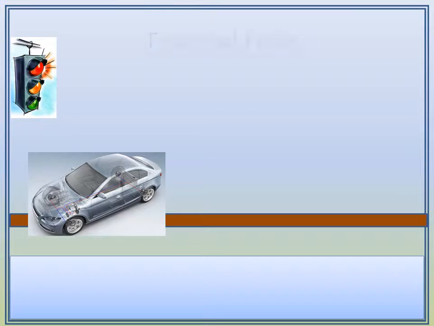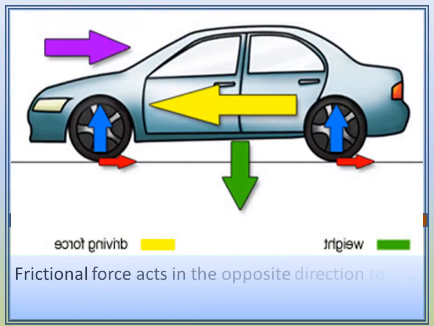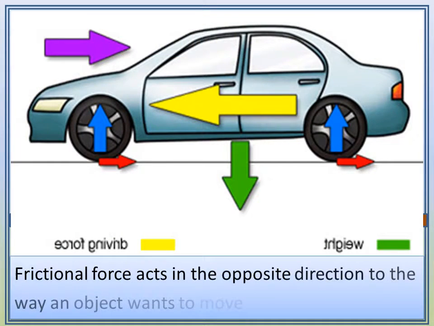Hence, we understand that frictional force occurs when objects come in contact with another object, just like the brake and the wheel of the car. The frictional force acts in the opposite direction to the way an object wants to move. This results in the stopping of the car.